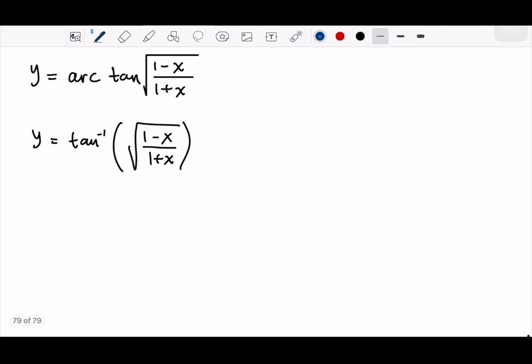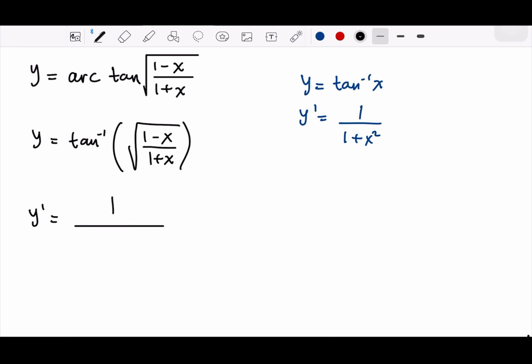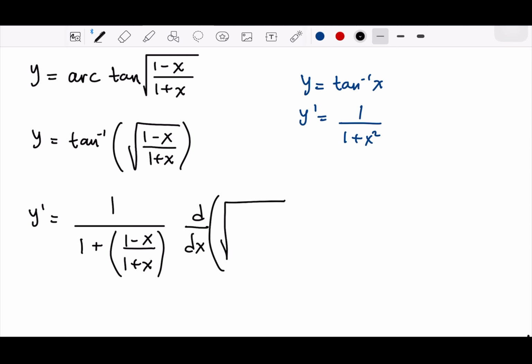Remember, if we have a tangent inverse, let me give you an example here. If you have this, it is 1 over 1 plus x squared, and it's a good thing to have. So this is going to be y prime, 1 over 1 plus all the things here squared, so it becomes 1 minus x over 1 plus x, and then differentiate all the things 1 minus x over 1 plus x.